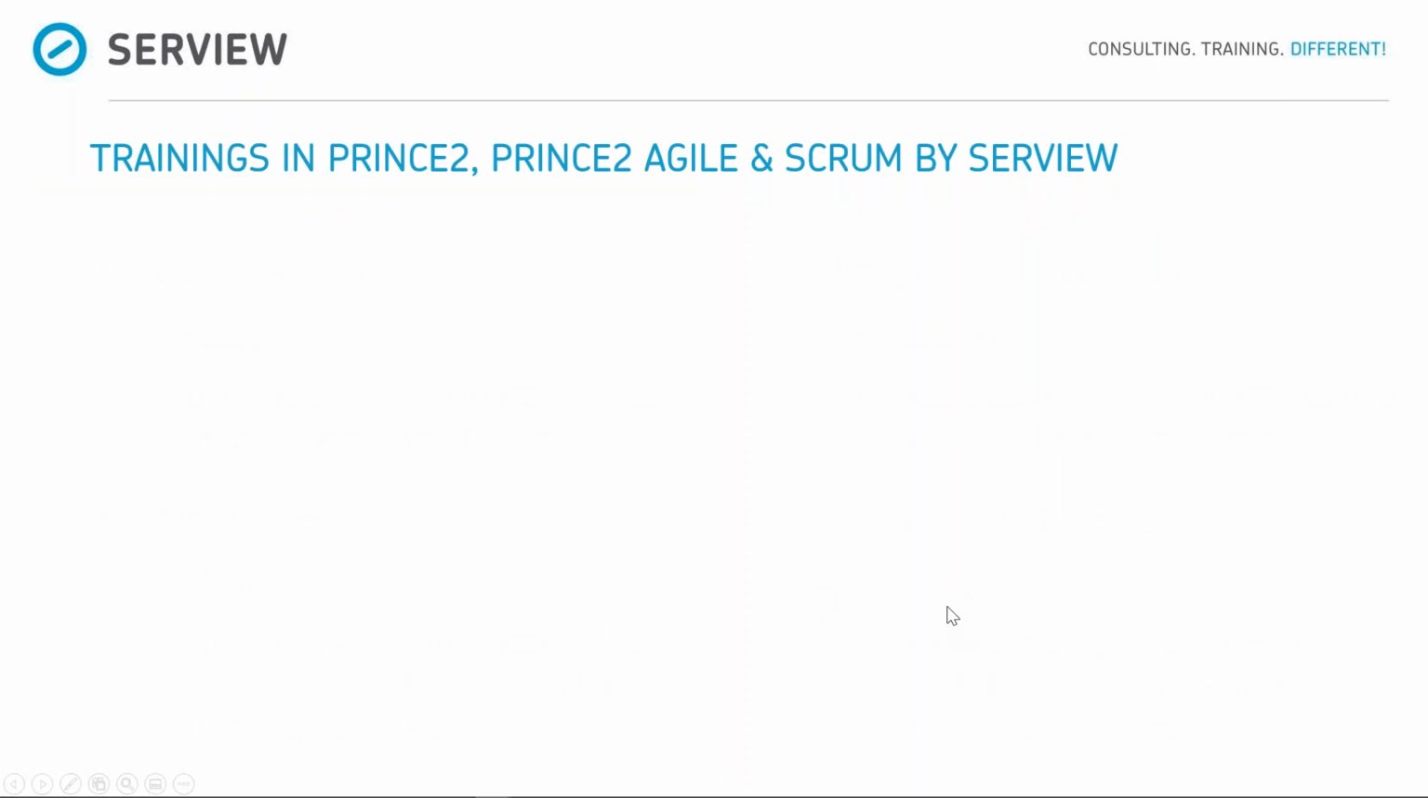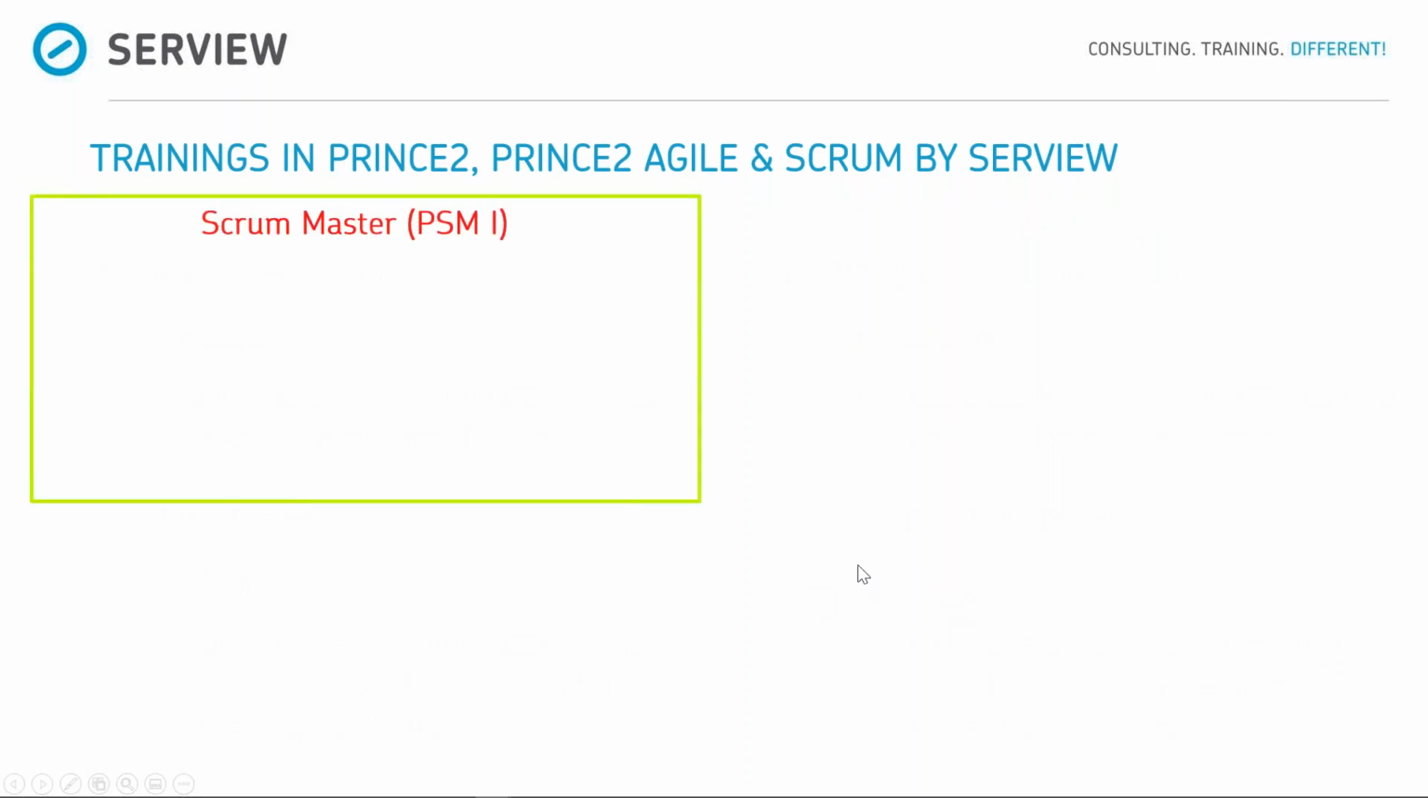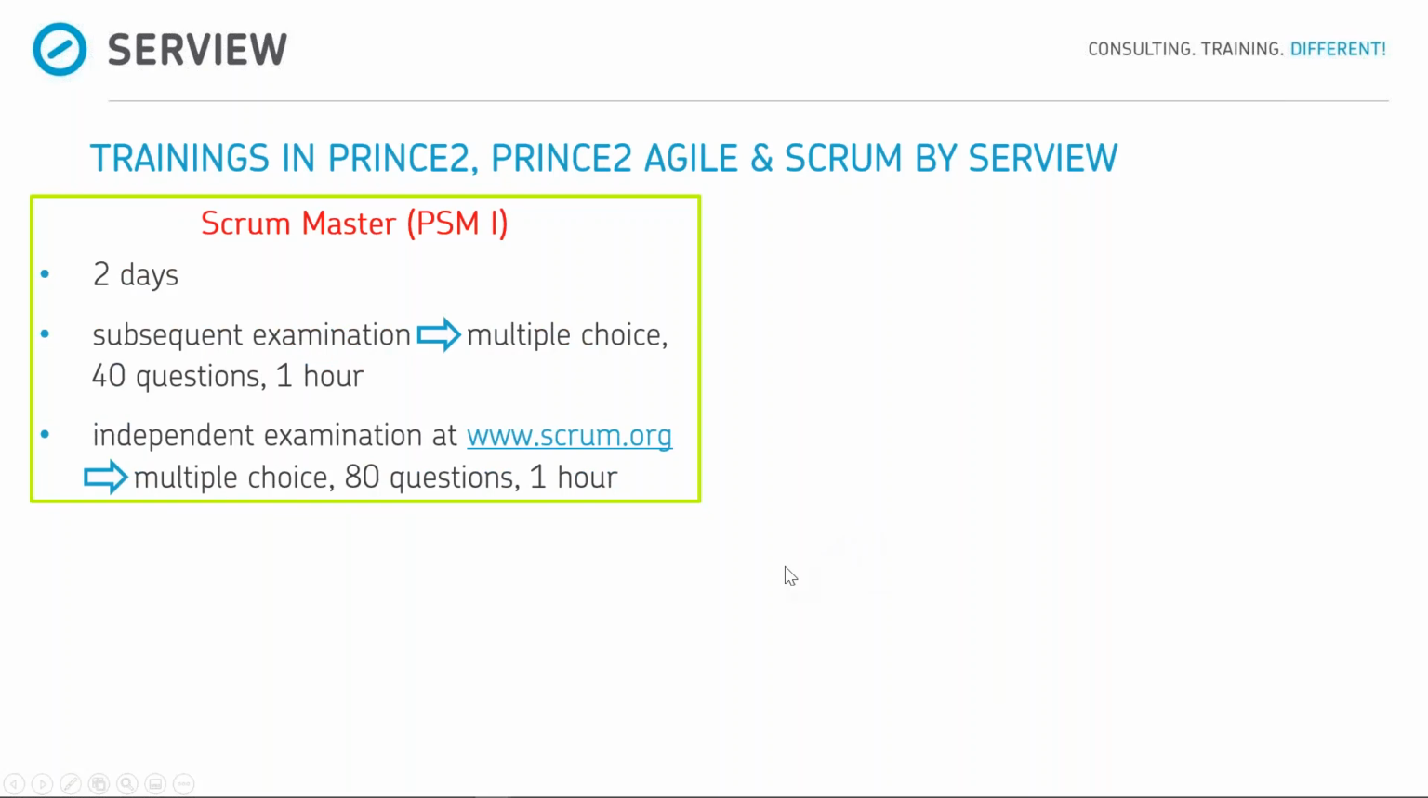So what about Scrum? Well, Scrum Master 1 is available. It is a 2-day course. It is, as Scrum is, a bit of theory, but also interaction. And it's going to have a subsequent examination, which is available in several languages. It's multiple choice, 40 questions, and 1 hour. And you could also do a scrum.org examination, which is a bit harder. Multiple choice, 80 questions, 1 hour, but it's only available in English.